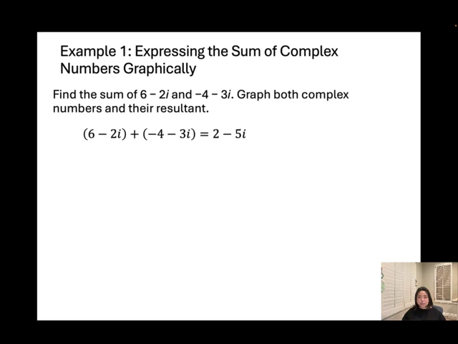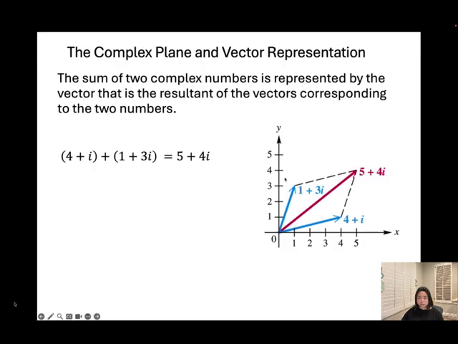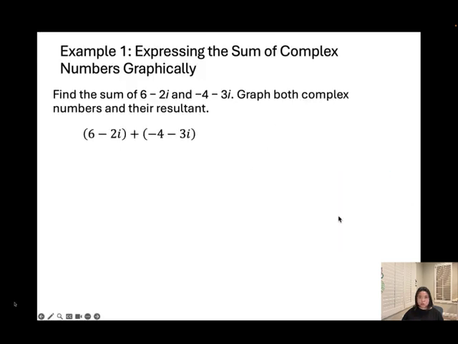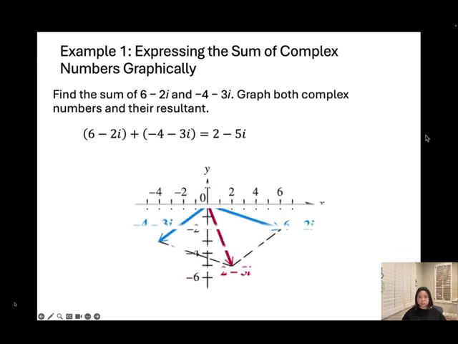Then graph both complex numbers and their resultant, just like this picture. Try to do it one by one. The first one will be 6 and negative 2, starting from the origin. The second one, negative 4, negative 3, also starting from the origin. And this is going to be the resultant. So check your work.